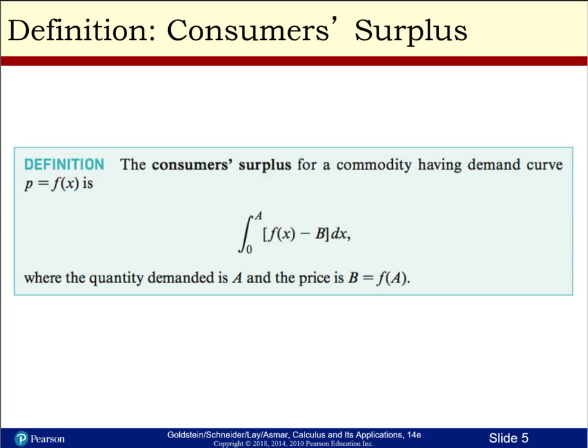Something we're interested in when we take 221 is consumer surplus. The consumer surplus for a commodity having demand curve P equal f of x is the integral from 0 to a of f of x minus b dx. Now, a is the quantity demanded and the price is b. Now, b is just f of a, so you'll get that value and plug that in there.